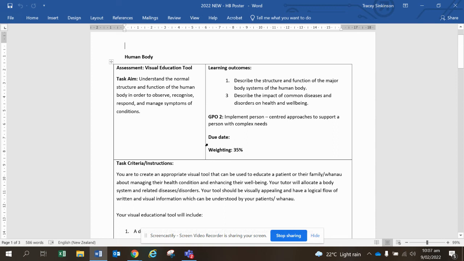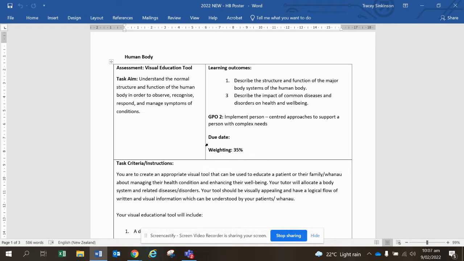Hi guys, so this is one of your human body assessments, and what this task asks you to do is to make a visual tool. When I say a visual tool, it could be a poster, a flyer, a leaflet, whatever you find easiest to do. That's the actual tool you're going to create.